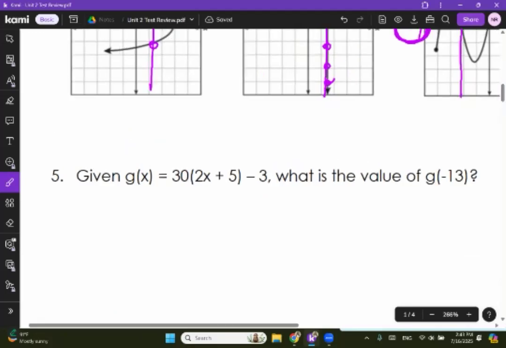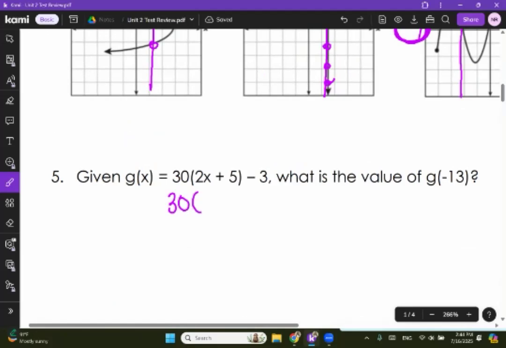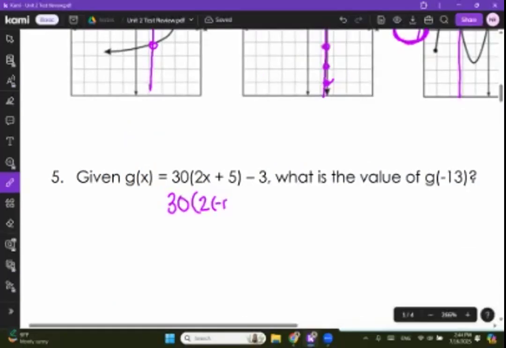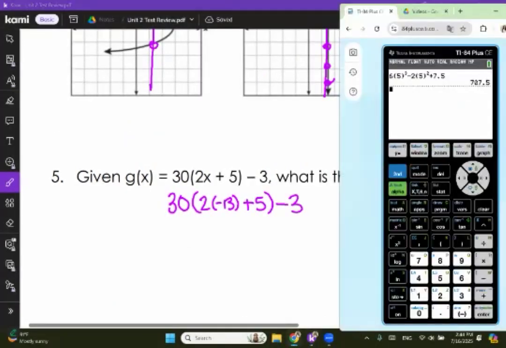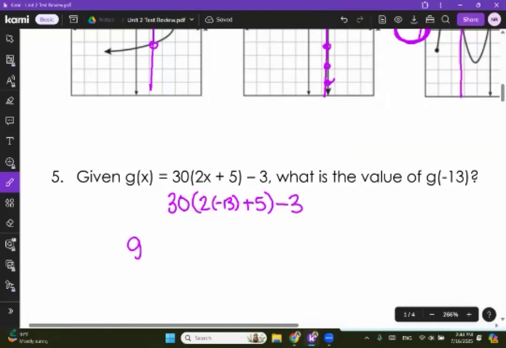You're going to plug in that -13, so 3 times... 2 times -13 plus 5 minus 3. And we get -633. So g of -13 is -633 on the page. Number 6.